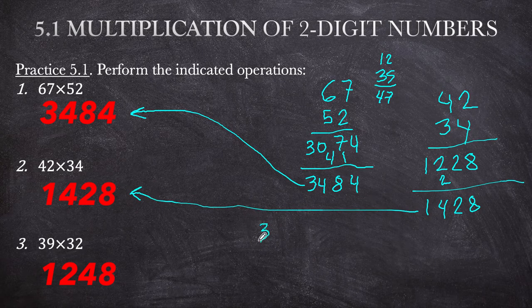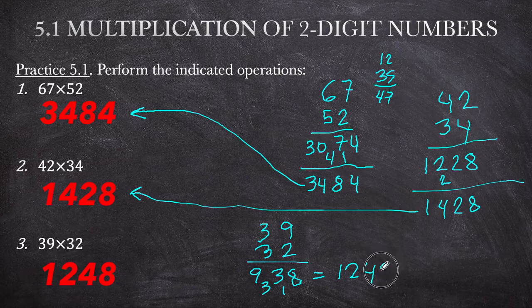Number 3, we have 39 times 32. So 3 times 3 is 9. 3 times 2 rather is 6. 6 plus 9 times 3, which is 27. So 6 plus 27 is going to give us 33. And then 9 times 2 is 18. So let's do the carries. I'll just put it here because it cannot fit. What we have is 12, 4, 8, which is equal to this.